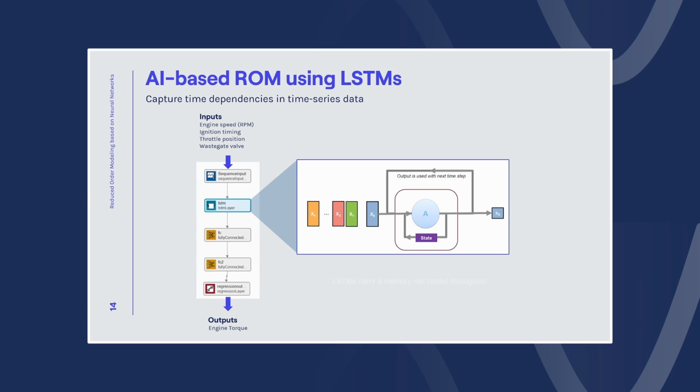our data. An LSTM network is a type of recurrent neural network that can learn long-term dependencies. As previously mentioned, the inputs of the model will be the engine speed, ignition timing, throttle position, wastegate valve, while the output of the network will be the engine torque. Let's see how we can create such a model in MATLAB.